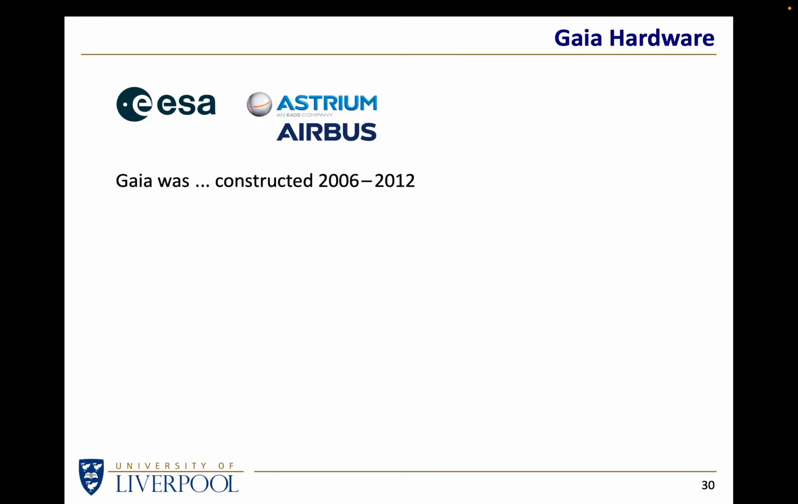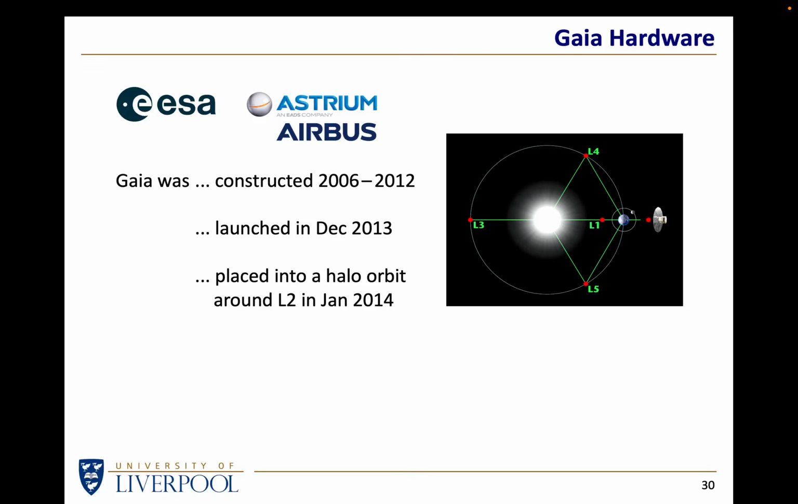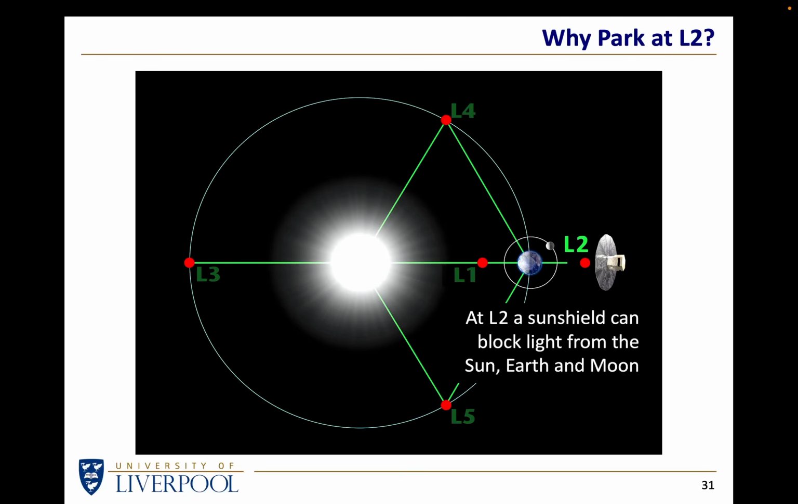Gaia was planned about 2000. It was constructed 2006 to 2012. It was launched on a Soyuz rocket from French Guiana in December 2013 and placed in a halo orbit around L2 in January of 2014. L2 is the now familiar point where James Webb is also sitting. If we ignore the other Lagrange points, L2 is sitting there 1 million miles above the midnight point of Earth. It's in a small halo orbit like the James Webb and other satellites.